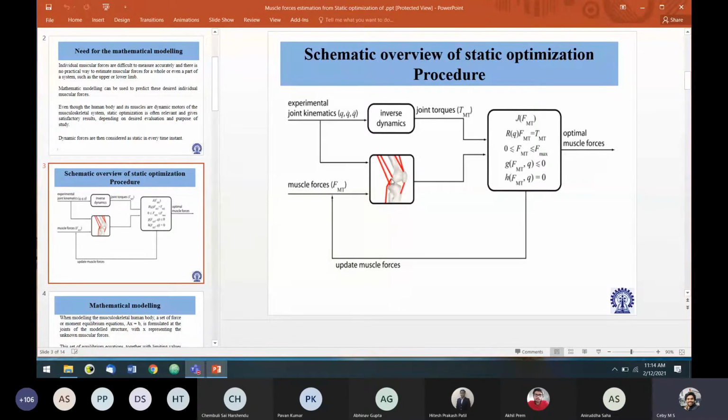So the muscle forces and joint torques are the inputs of the general static optimization problem, and we get an optimized muscle force, and it's more like a feedback loop. So we update the muscle force according to the output of the optimization problem. Is this schematic overview clear? Yes, sir, it's clear now. So we have the design variables, we have the constraint equations, everything over here.